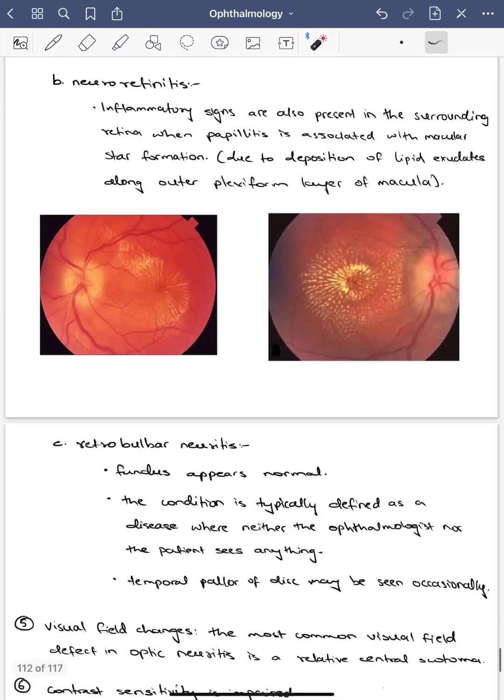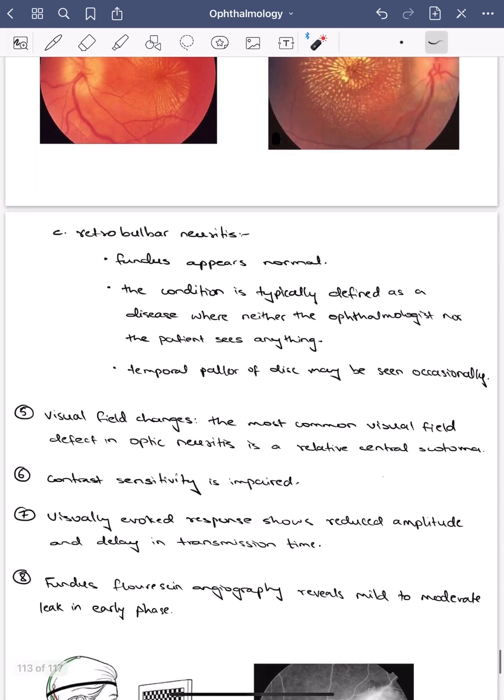Now in retrobulbar neuritis, the fundus appears normal. Remember, the retrobulbar part, that is the optic nerve behind the eyeball, is affected, and hence the fundus usually appears normal. This condition is typically described as a disease where neither the ophthalmologist nor the patient sees anything. In some cases, temporal pallor of the disc may be seen occasionally.